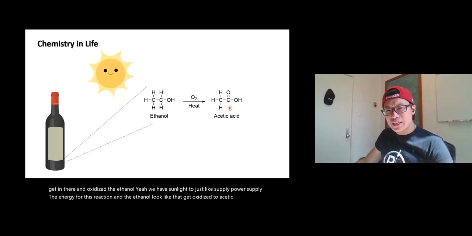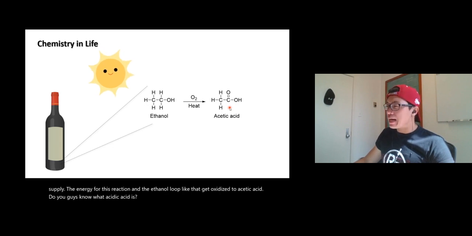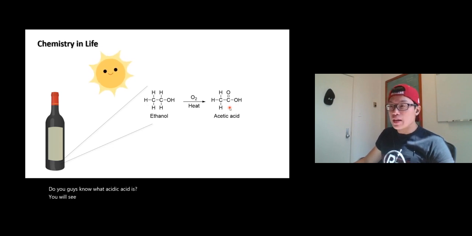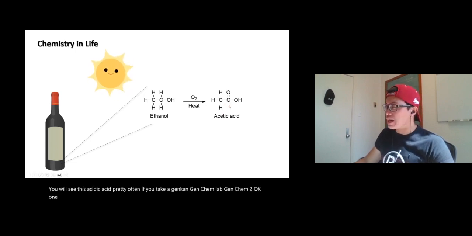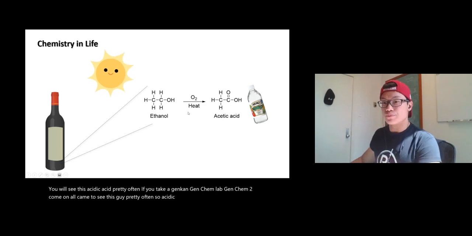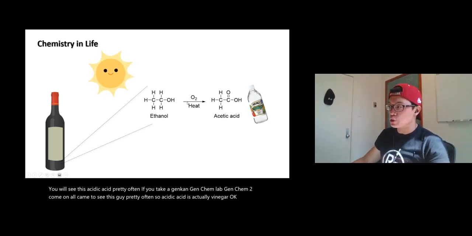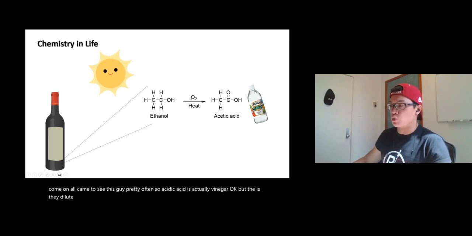Do you guys know what acetic acid is? You will see this acetic acid pretty often if you take Gen Chem 2, OChem 1, and OChem 2. You'll see this guy pretty often. So acetic acid is actually vinegar. But the vinegar is dilute acetic acid, so we can consume it.